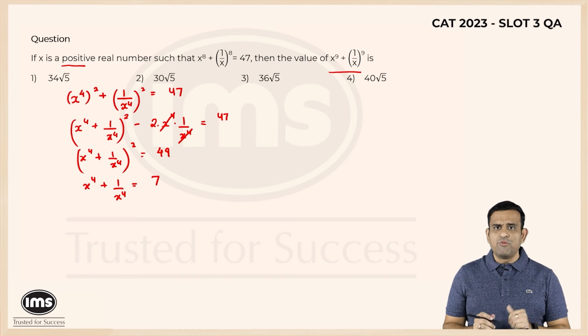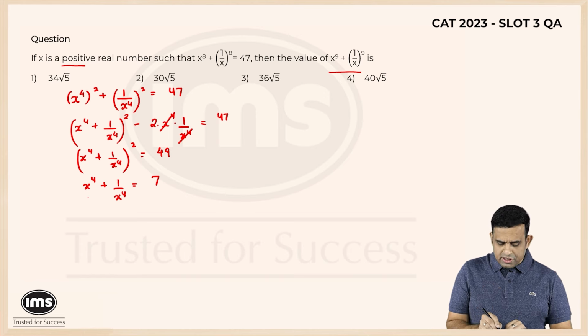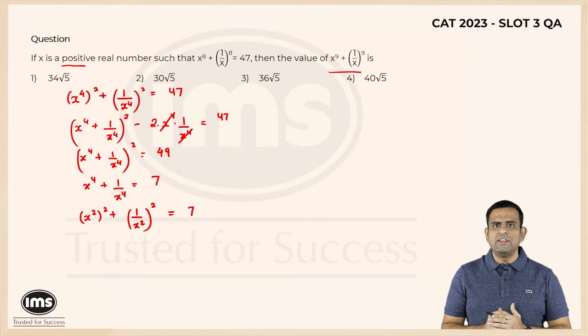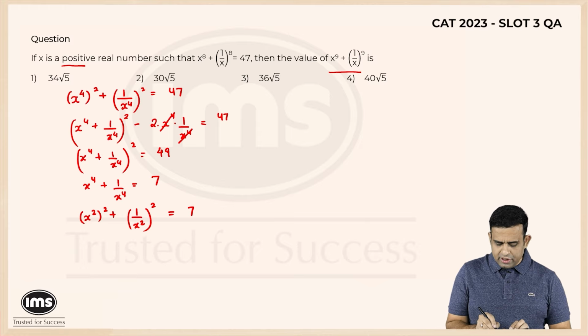Then applying the same formula once again, I can write the term as x square whole square plus 1 upon x square whole square equals 7. And again, we can take the help of a square plus b square is a plus b whole square minus 2ab. That will give you x square plus 1 upon x square whole square minus 2 into a into b.